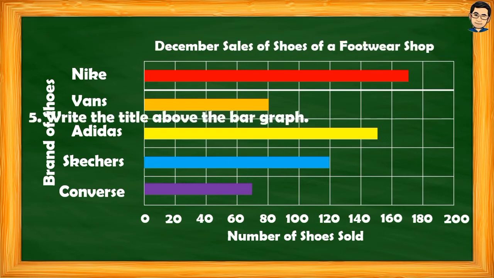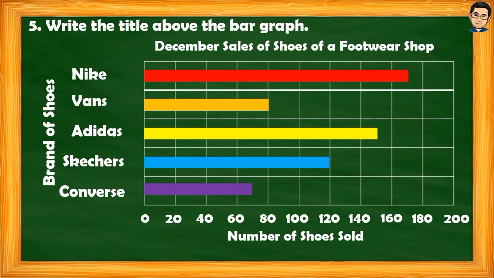Now, write the title above the bar graph. We can write the title as December Sales of Shoes of a Footwear Shop. It is up to us how we write the title of the graph, but we should put an appropriate title that is related to our data and our given problem.